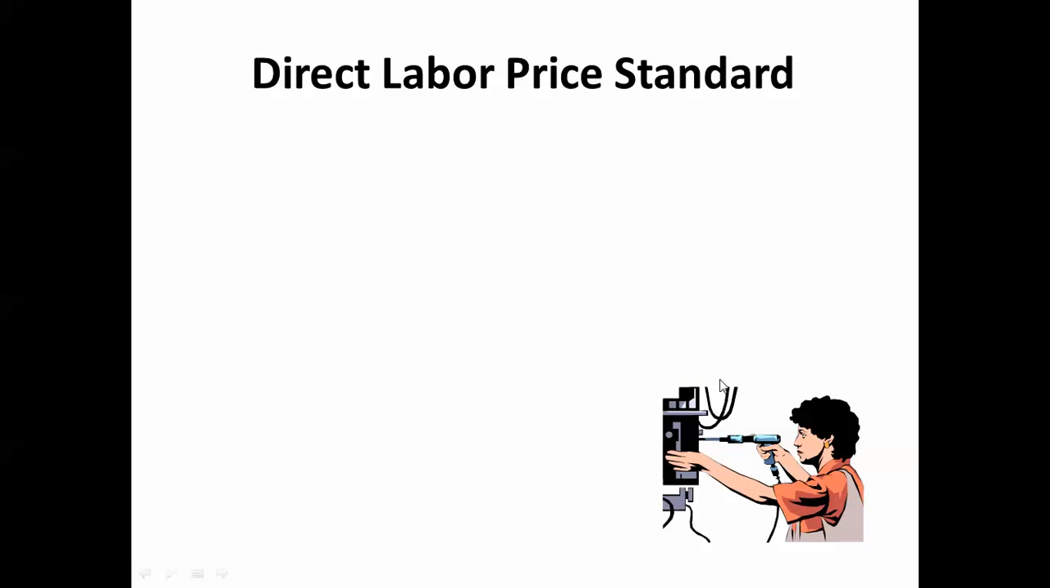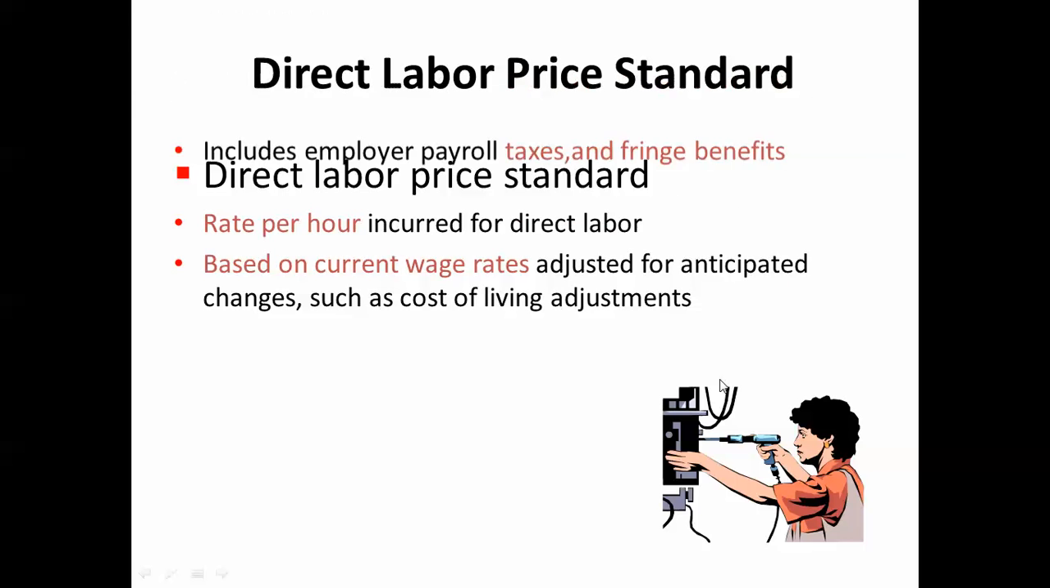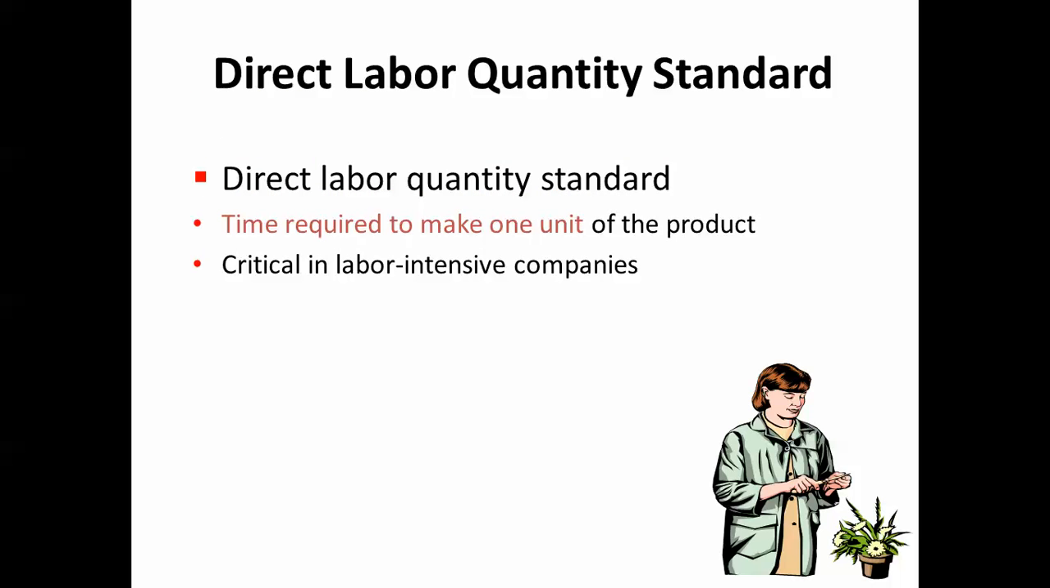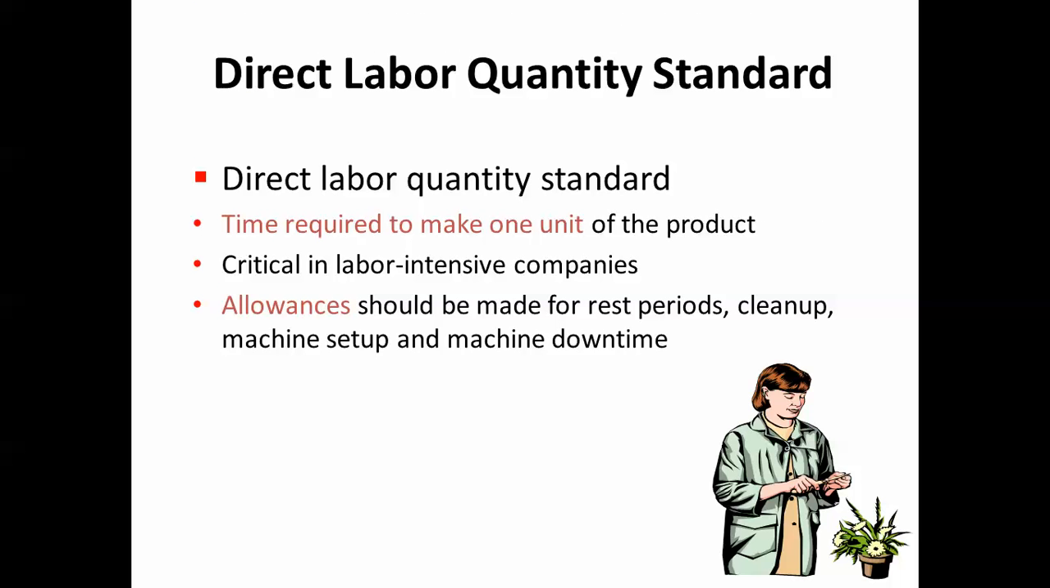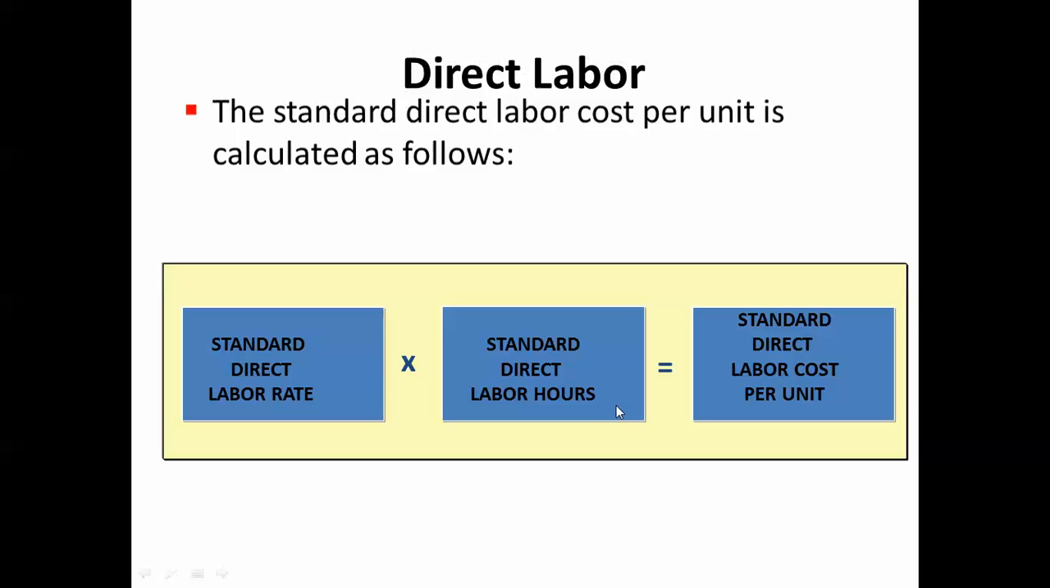Now, same thing with labor. We should know exactly how much direct labor should go into each product. We know the rate per hour and how many hours it takes to do that. And so therefore, the direct labor quantity standard is the time required to make 1 unit of product. And this is critical in a labor-intensive company. It allows for going to the restroom and clean up and machine time and so on. Again, there's two components to the direct labor standard: the rate, how much we pay, and how many hours we use to produce the product.